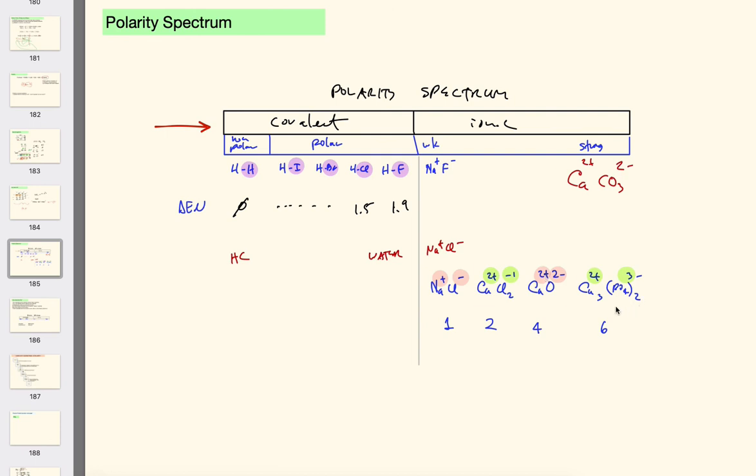Now let's look at something that is really held together tightly. Calcium has a +2 and a phosphate ion. We know phosphate is -3. 2 times 3 is 6. So calcium phosphate very well might be a candidate to precipitate in water. It might be really hard to dissolve that in water. Why? Because it holds together so tightly.